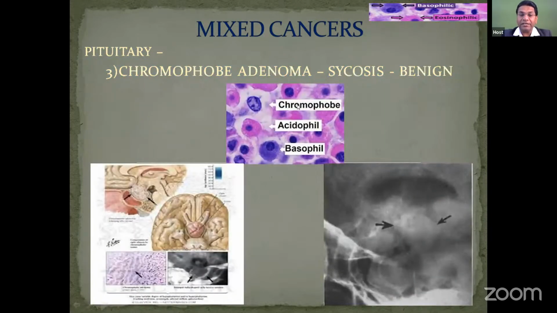And the third type, that is chromophobe adenoma. It is again benign. So chromophobe adenoma, you can see here, see the growth in the picture. किस तरह से ये growth होती है pituitary gland में. You can see in MR report also. Yes, this is a chromophobe adenoma. It is most common. Yes, बहुत से patients में ये देखा गया.